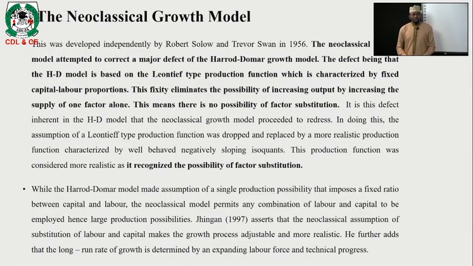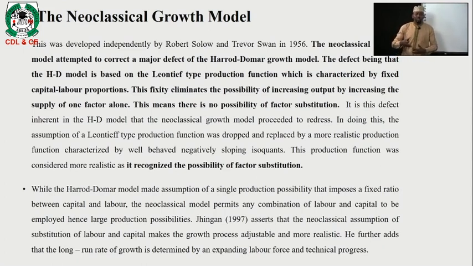That takes us to the neoclassical growth model. This growth model attempted to correct the major defects of the Harrod-Domar growth model, and was developed by Robert Solow and Trevor Swan in 1956. The defect they recognized in the HD model is that it is based on the Leontief type production function, which is characterized by fixed capital-labor proportion. This fixity eliminates the possibility of increasing output by increasing the supply of one factor alone. The Harrod-Domar growth model explains that a certain proportion of labor and capital must be used in production.